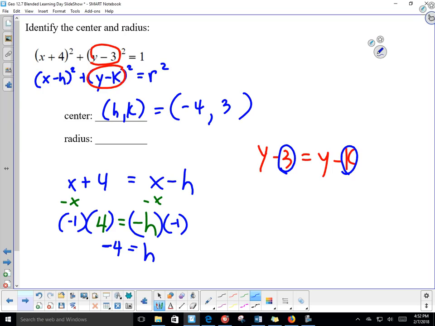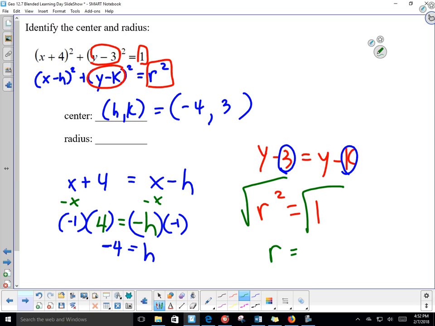What about the radius? Well, I see that the radius squared is equal to 1. So if r squared is equal to 1, I need to take the square root of both sides, and technically that's plus or minus, but we'll just assume that our radius is positive. So the square root of 1 is 1, so the radius is just 1. Let's take a look at another example.